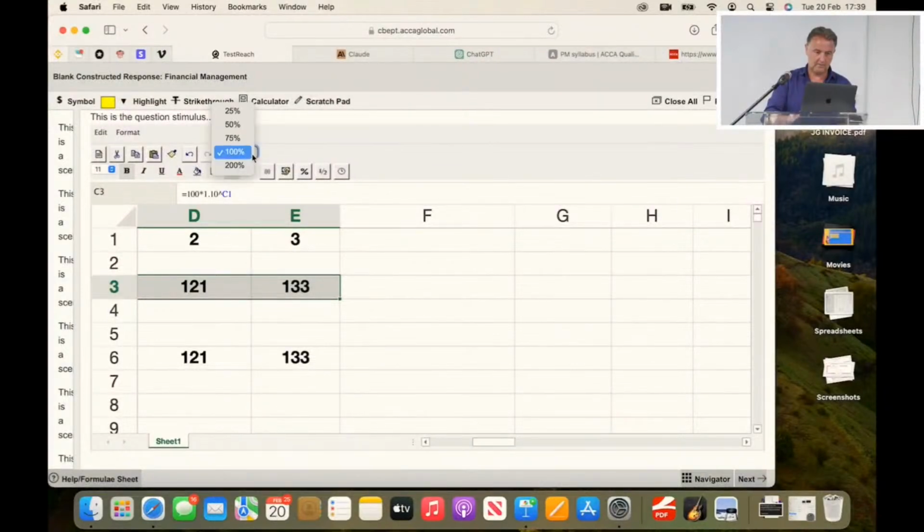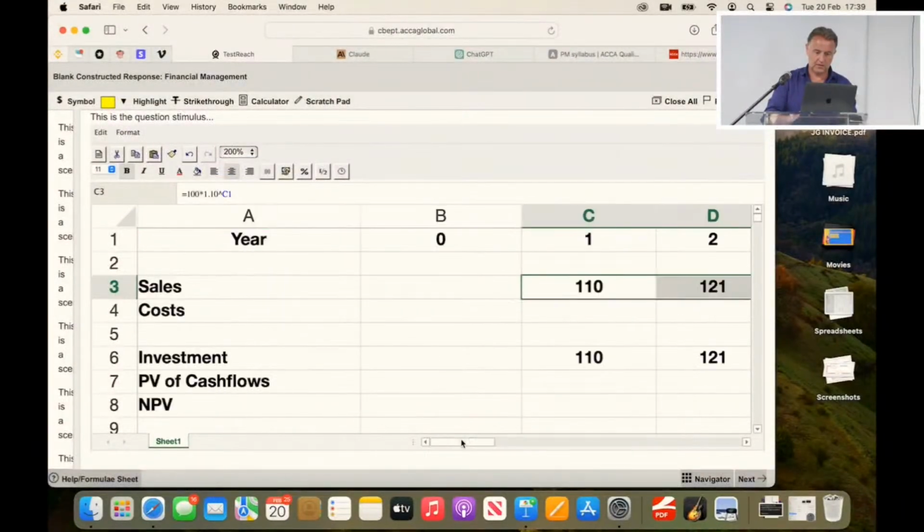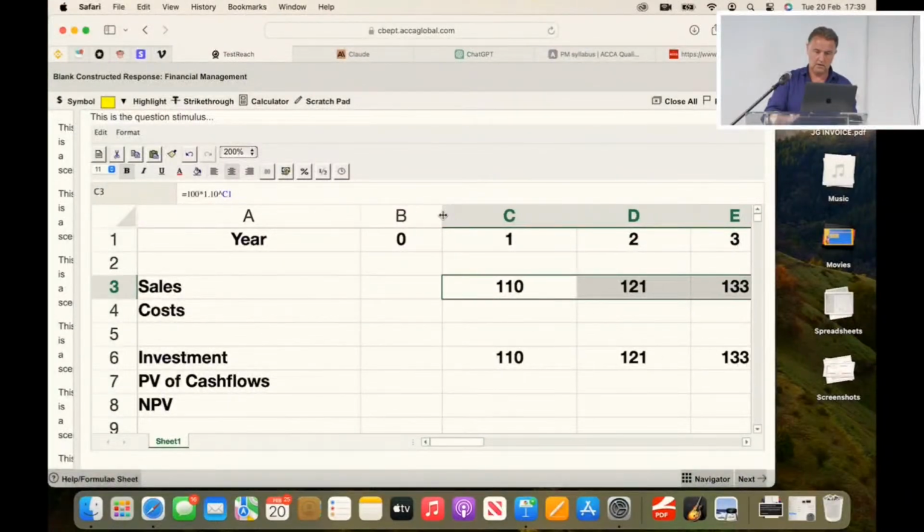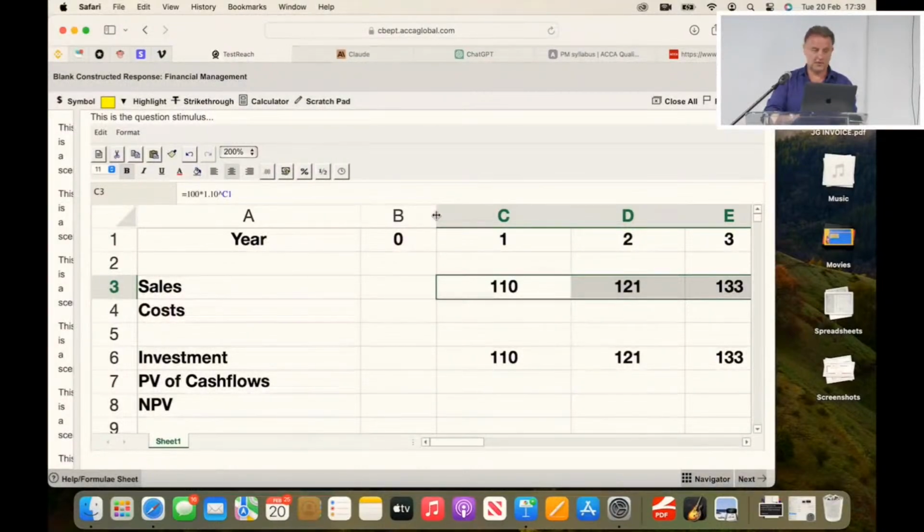And I think I can make this bigger. No, I can't. Let me just shorten that bit. Okay, does that all make sense? Yes. Sort of thing? Yeah, alright.